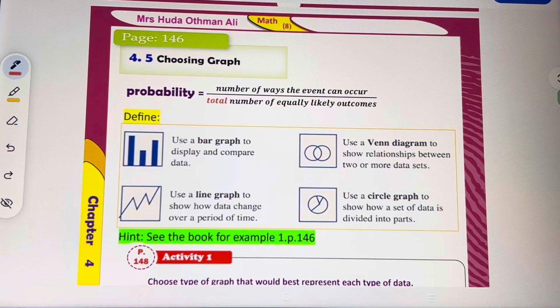So first of all, I have to know what probability means, or how do I write it? It's the number of ways the event can occur divided by the total number of equally likely outcomes. So we've got four types of graph and we're going to define them.